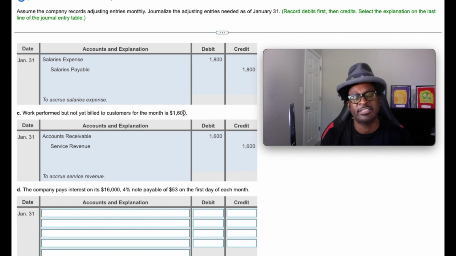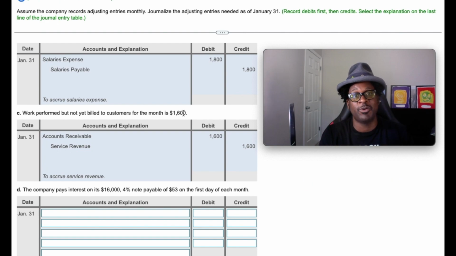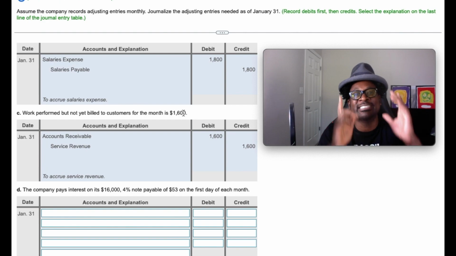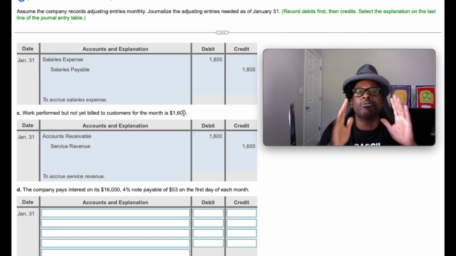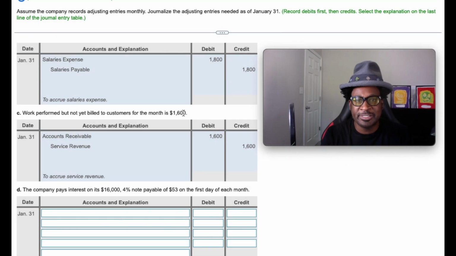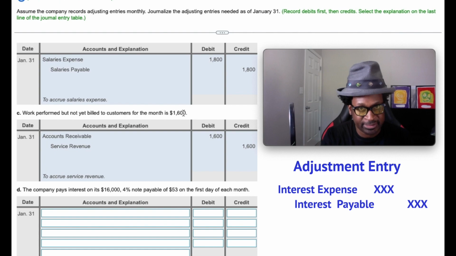Therefore, we have a situation here in which interest expense has happened, but the company hasn't paid it yet. Why? Because it pays it on the 1st of each month. And since today is January 31st, it actually has a month of interest expense that has happened, but will not get paid until February 1st. Therefore, we have to make the proper recording of an accrued expense. Accrued expenses are expenses that happen that haven't been paid. And anytime you have an accrued expense, you debit the expense, credit the payable.